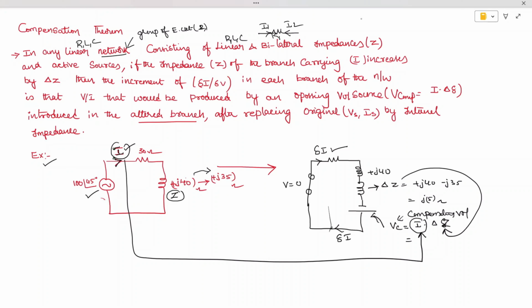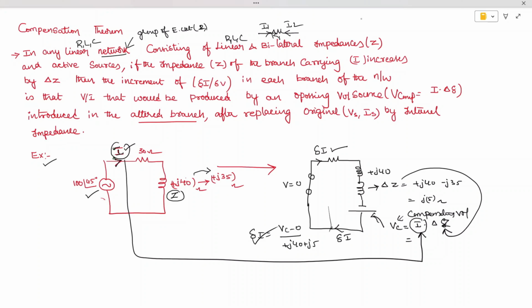When you find out delta I, this is nothing but the current. The current is equal to VC minus 0 divided by J40 plus J4. That's all. You can find out the change in current. That's the statement of the theorem. If you only study it, you can't understand. That's why I'm applying it on a problem, then you can understand.